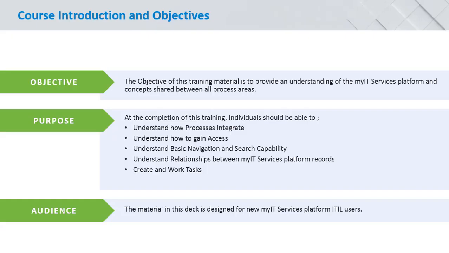The objective of this training course is to provide an understanding of the myIT Services platform and concepts shared between all process areas. At the completion of this training, individuals should be able to understand how processes integrate, understand how to gain access, understand basic navigation and search capability, understand relationships between myIT Services platform records, and create and work tasks. This training is required prior to requesting access to myIT Services.